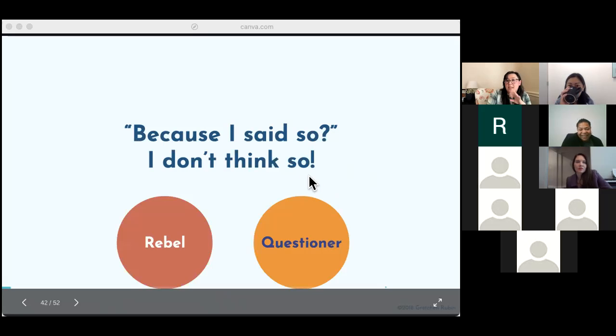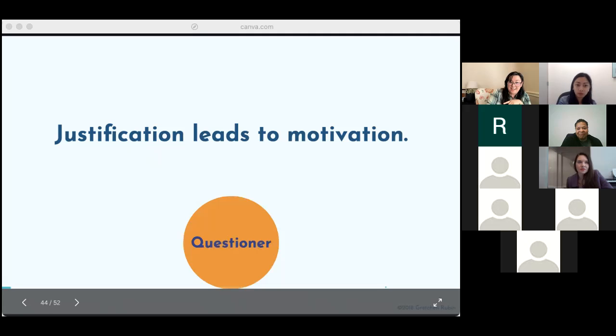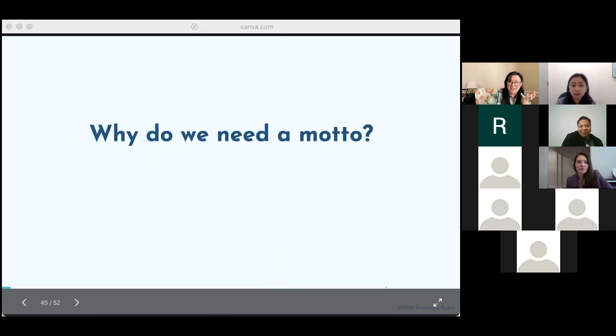A rebel can't think themselves into doing something. They can feel themselves into doing something. If I feel like it, right? If I identify this way, if I have this value. But if I should just get up and go exercise because it's the right thing to do, I can't make myself do that if I'm a rebel. Justification leads to motivation. Questioner. Questioner.